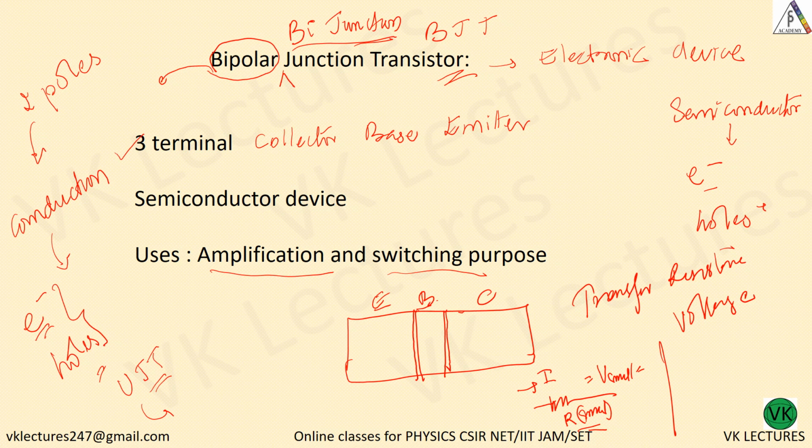Now, when the same current is moving through a higher resistance, R high, you have I into R high, which is high voltage. So this is what we are doing. We are giving a small signal with a small input resistance, and across the output we are getting a high output. Okay, this is what the transistor used in amplifier circuits tells you.